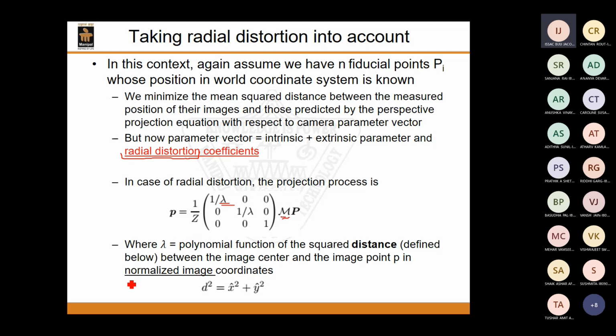So what we do is we take a distance measure of the different points in the normalized image coordinates, and from that we calculate the polynomial, lambda. What this basically means is we try to incorporate the information of the radial distortion coefficients also, and we calculate the camera calibration parameters.